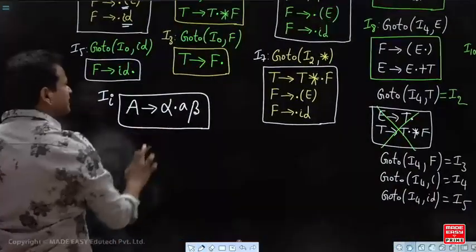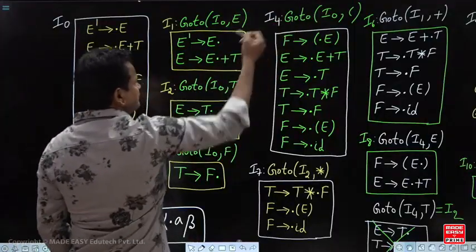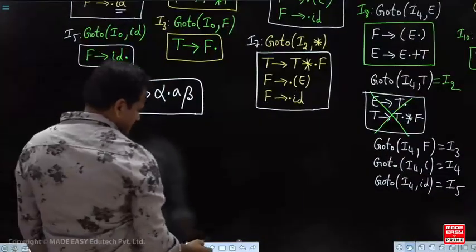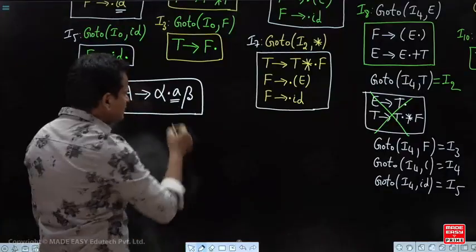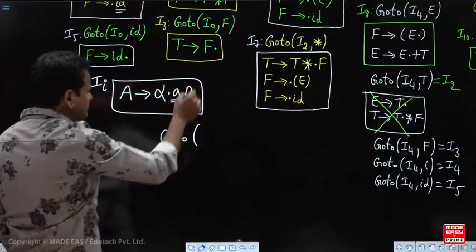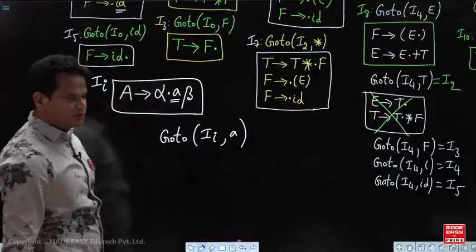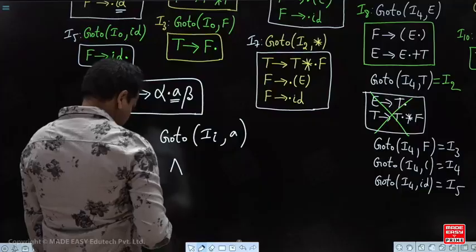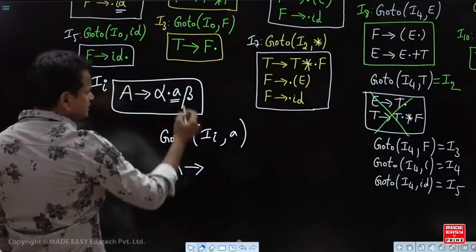When we write the go to, we will give a name, some state. This is I1, I naught comma open is I4, I naught comma T is I2, I naught comma F is I3, like that. So look at this, guys. Here also we write the go to for this shift symbol. So how do we write go to of, and what is the name of the state? Ii, and what is the shift symbol? a. So if we write the go to for this one, what is the meaning of go to? Just move the dot.